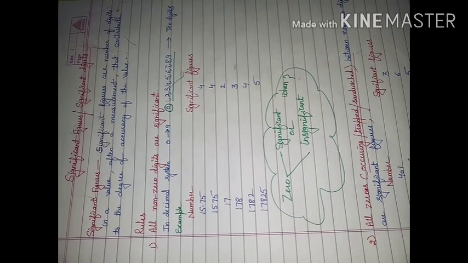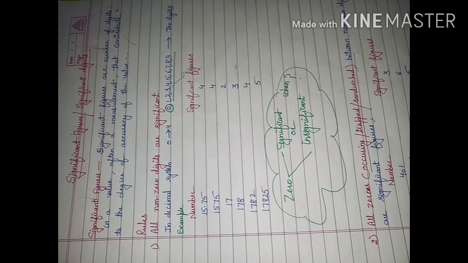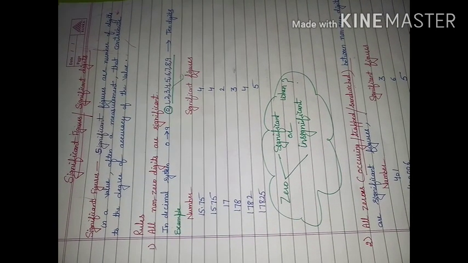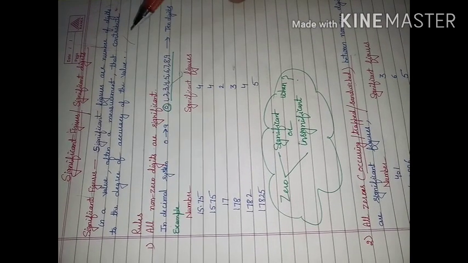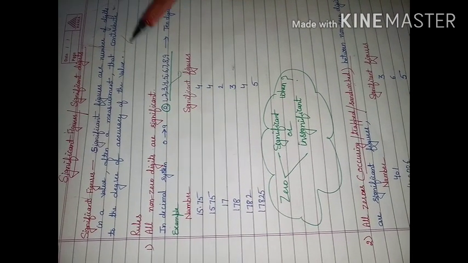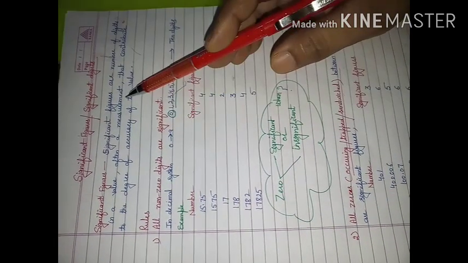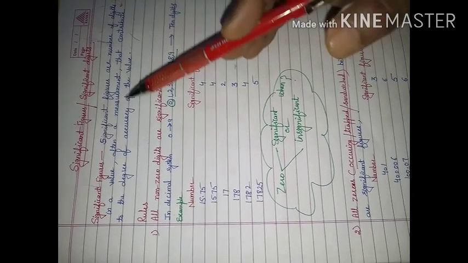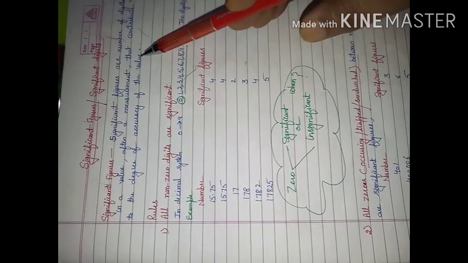Today we will consider significant figures or significant digits. What are significant figures? Significant figures are the number of digits in a value or in a measurement that tell about the degree of accuracy of that value.